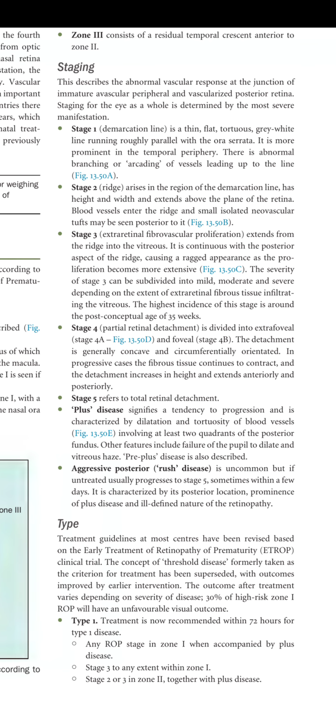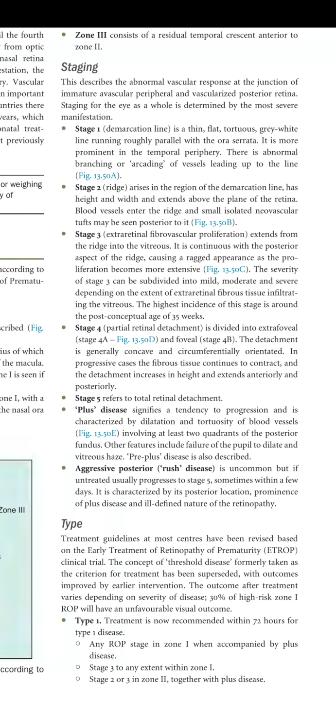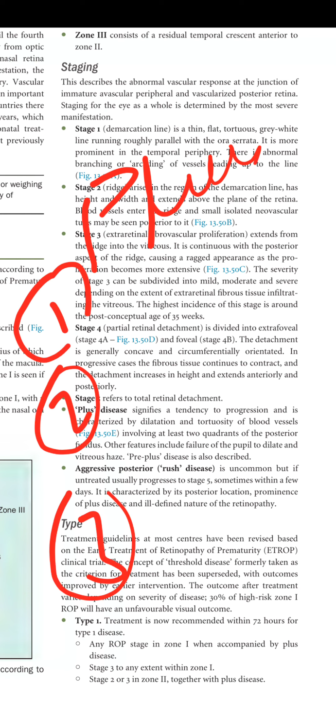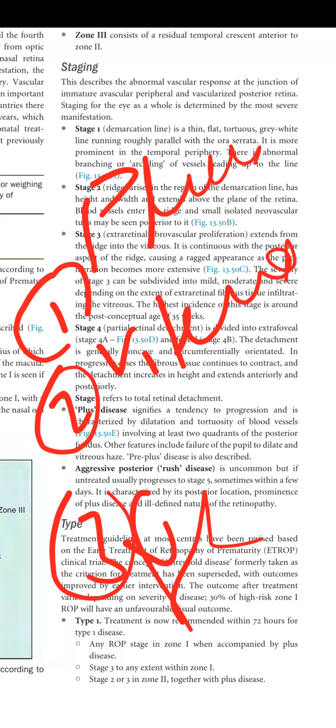Then there is plus disease. Plus disease signifies a tendency to progression and is characterized by dilatation and tortuosity of blood vessels involving at least 2 quadrants of the posterior fundus. Other features include failure of the pupil to dilate and vitreous haze. So in the plus criteria, there are 3 things that you should remember. Number 1 is vitreous haze. Number 2 is failure of the pupil to dilate, and third is the dilatation and tortuosity of the vessels in at least 2 quadrants. Pre-plus disease is also described.